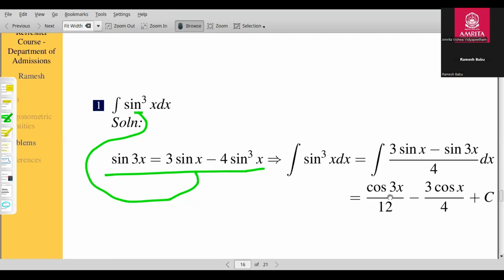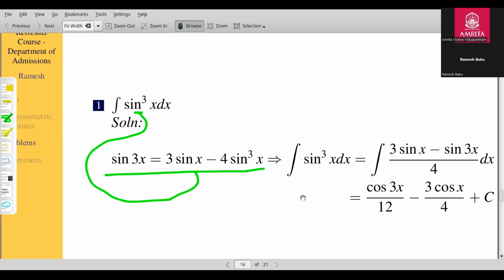Whatever results we are having, we put the positive term first, negative term second. So in that way, I am getting cos 3x by 3. Already 4 is there. 3 4s are 12. So cos 3x by 12 is there. So cos 3x by 12 minus 3 cos x by 4 plus c.